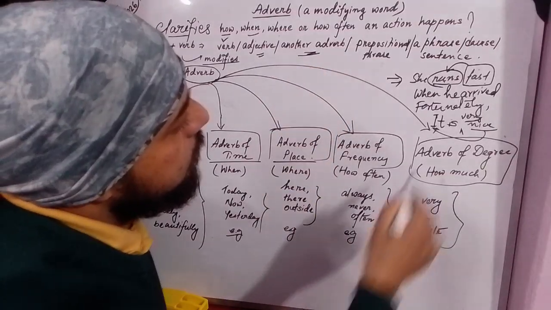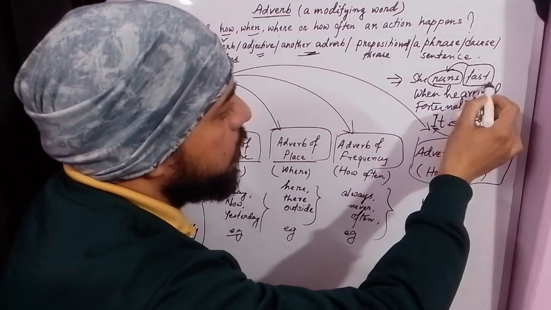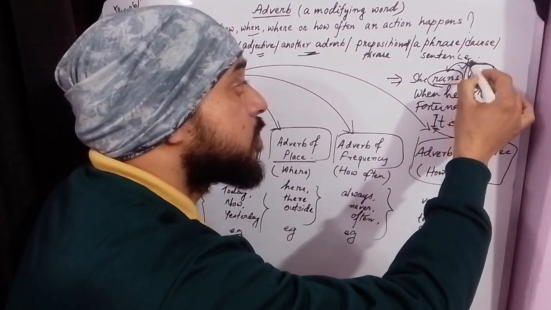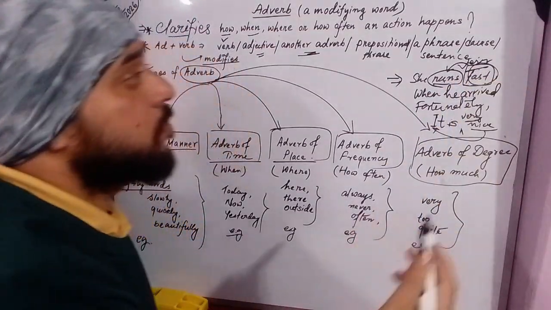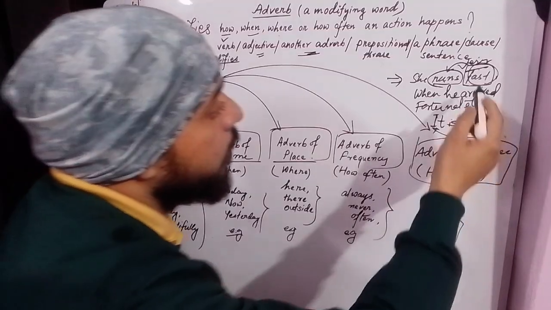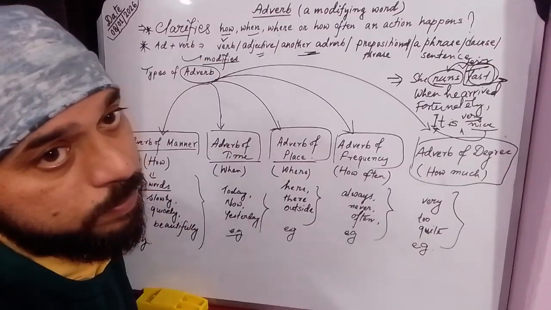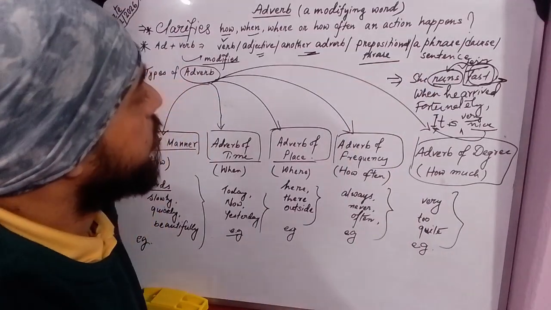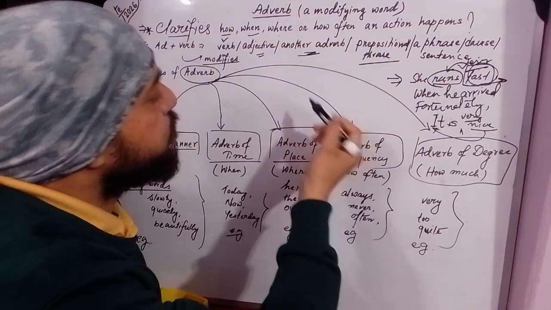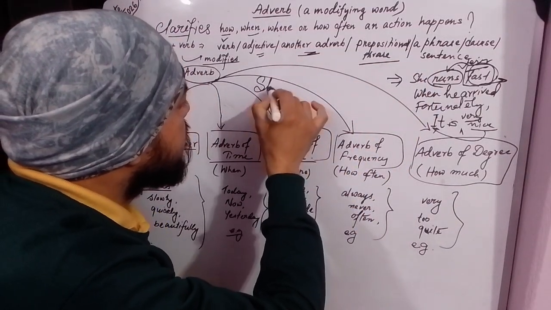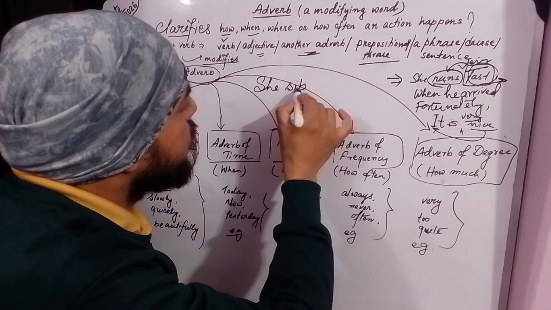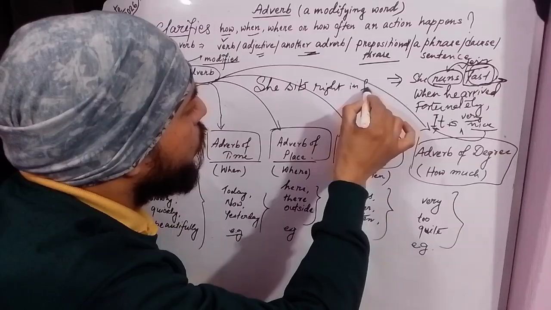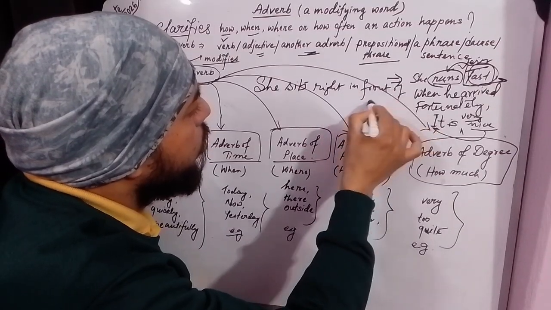Another adverb, she runs fast. Here fast is adverb. She runs very fast. Now the word very is already modifying another word that is already an adverb. Prepositional phrase, quite interesting. For example, she sits right in front of me.